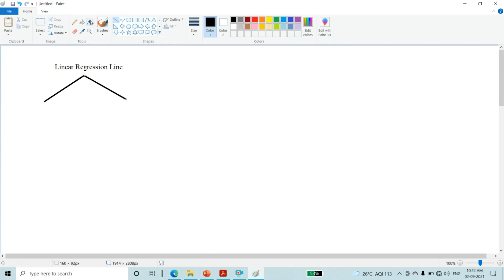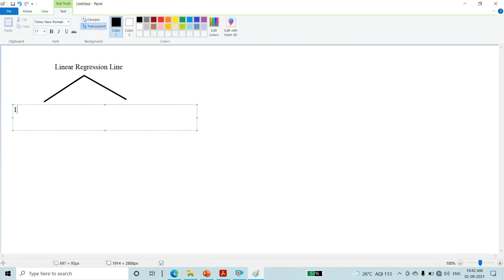First is what? First type is a positive linear relationship. And the second one is negative linear relationship. So these are the two line of regression types. Okay.